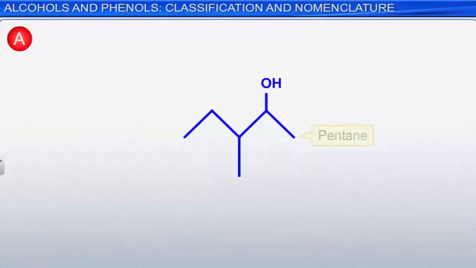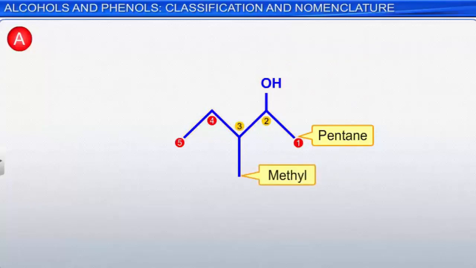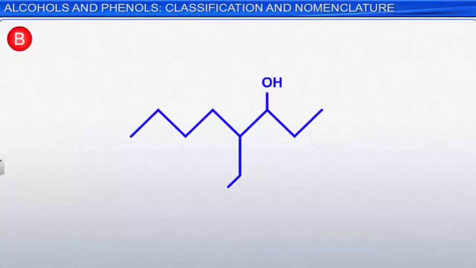In molecule A, the longest continuous chain has 5 carbons. Start counting from the right-hand side of the molecule at the end nearest to the hydroxyl group. Notice that the hydroxyl group is on carbon 2. There is a methyl group at carbon 3. So, the correct name of this molecule is 3-methyl-2-pentanol. In molecule B, the longest continuous chain has 8 carbons.